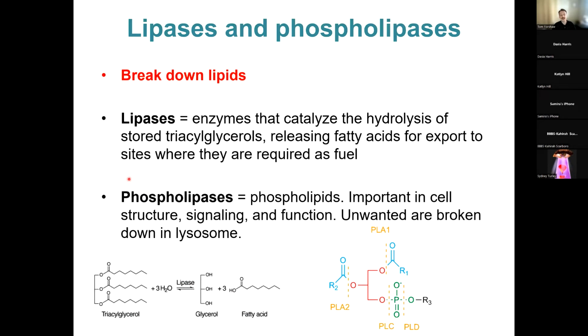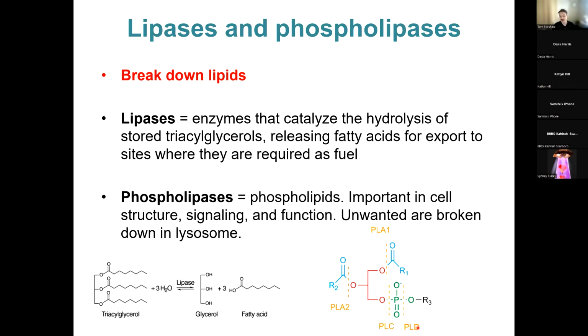Whereas the phospholipases break down the phospholipids of the cell membranes. And this has a range of different roles, such as in remodeling the cell membrane, but also in cell signaling. Sometimes these are supposed to break down because it signals to the cell, either internally or externally, paracrine, some kind of change in the cell. And these are called phospholipases, which are abbreviated PL.